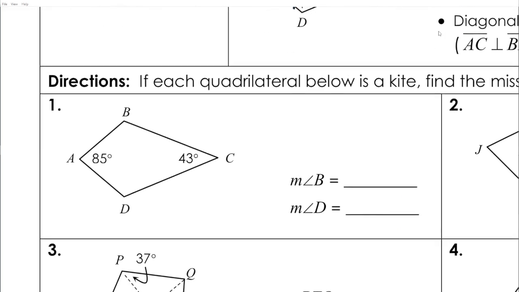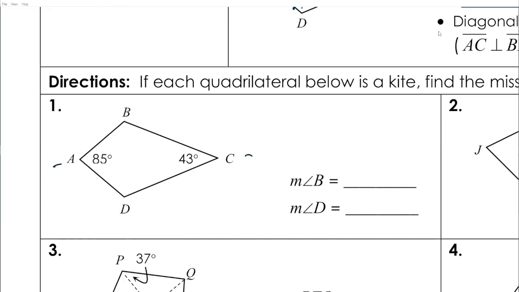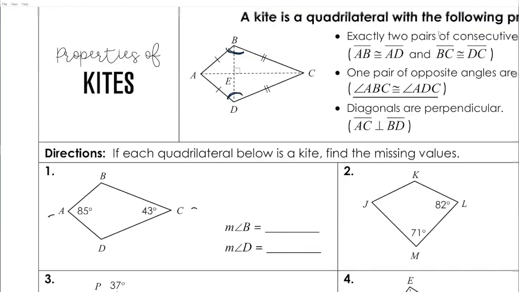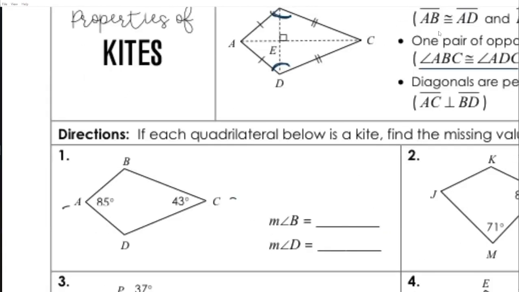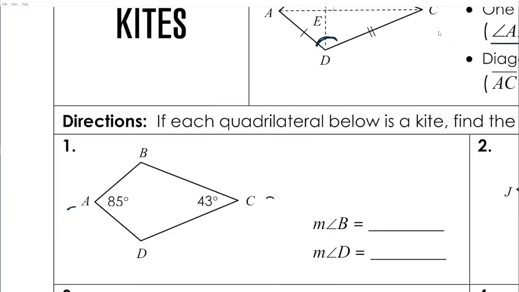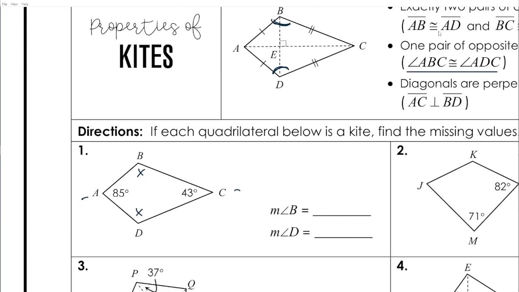It just gives us the top length and the bottom angle. But if you think back to our rule, one pair of opposite angles are congruent. Well, those aren't congruent, so it has to be the other pair. So we're just going to let the same variable represent both.